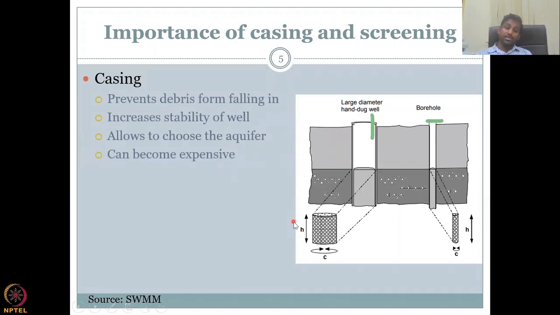Casing. The casing prevents debris from falling into the well. It increases stability of the well. Because slowly, when these particles move, suppose your particles are moving slowly, one by one, then at one point there will be a landslide kind of effect where all this soil moves into the well. It is called collapse of the well. The well collapse can happen.